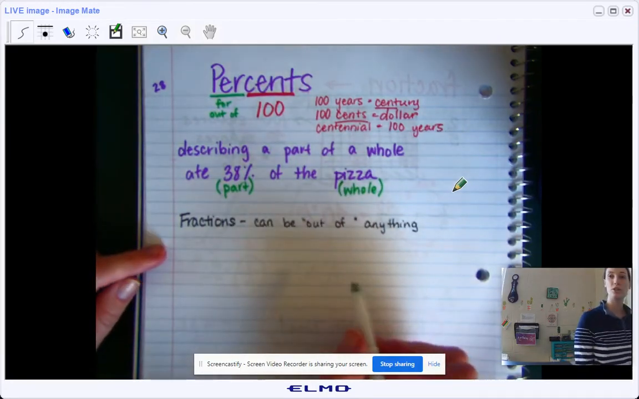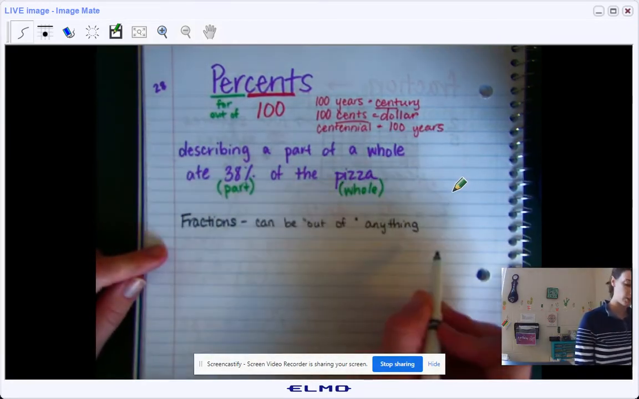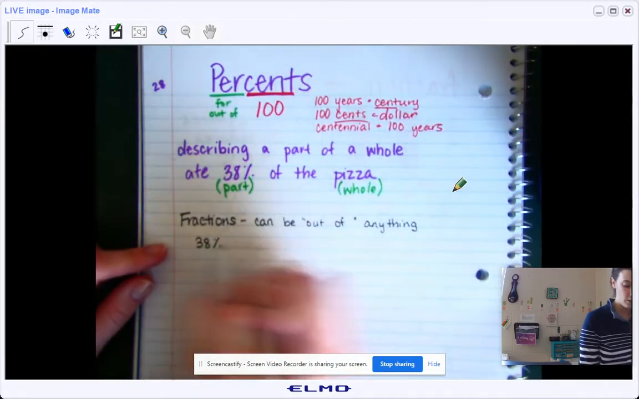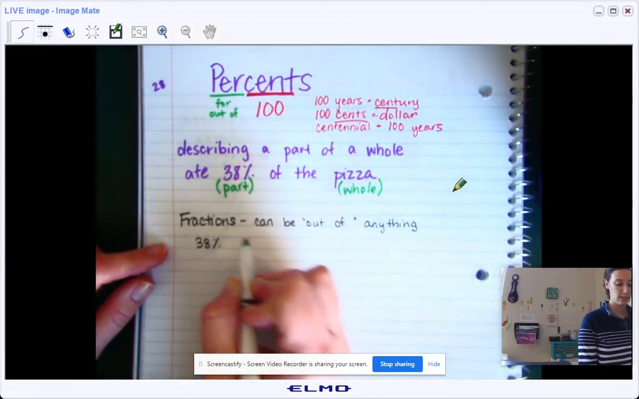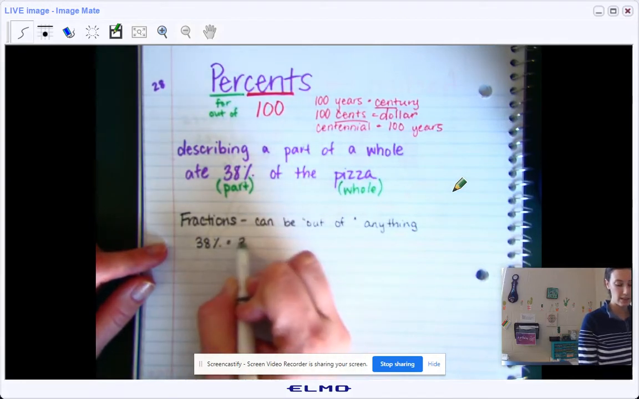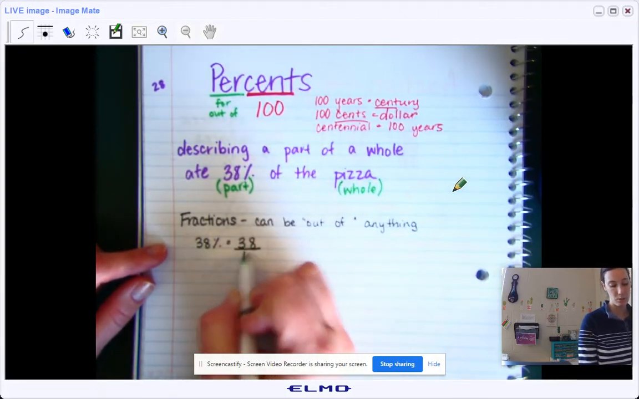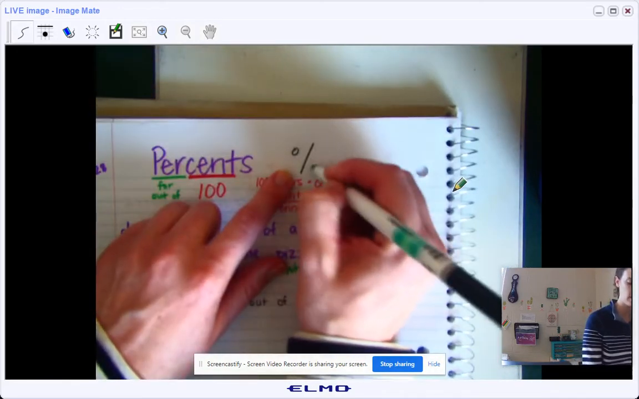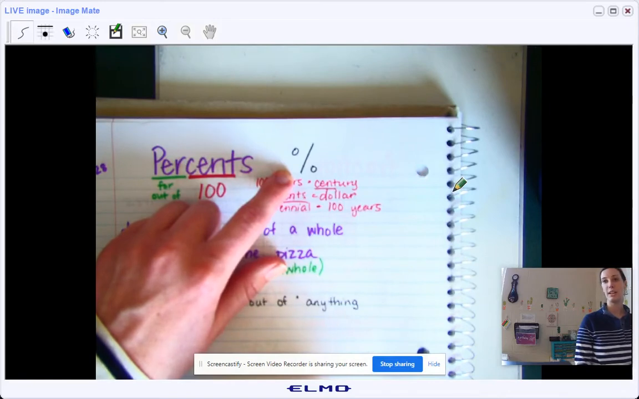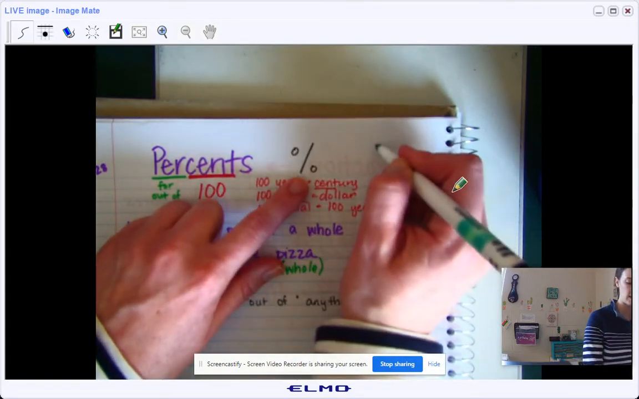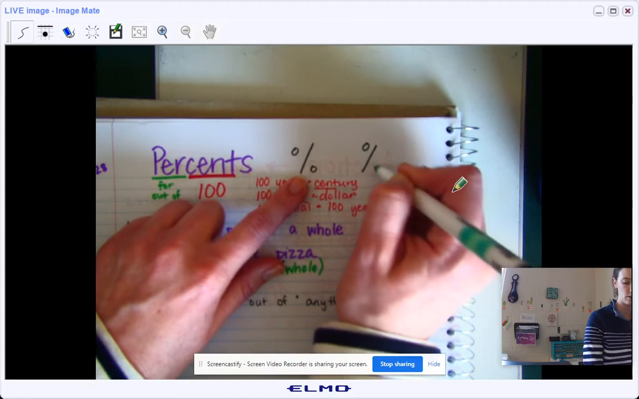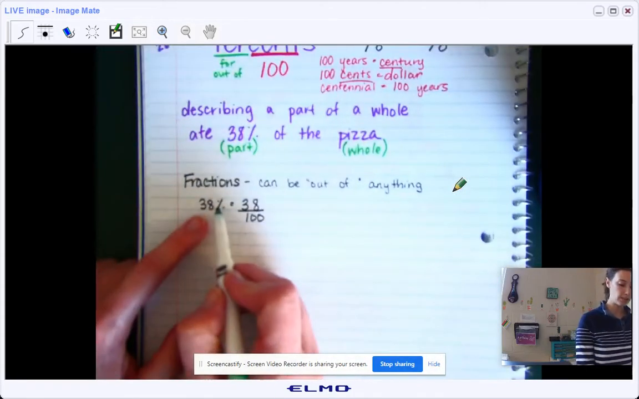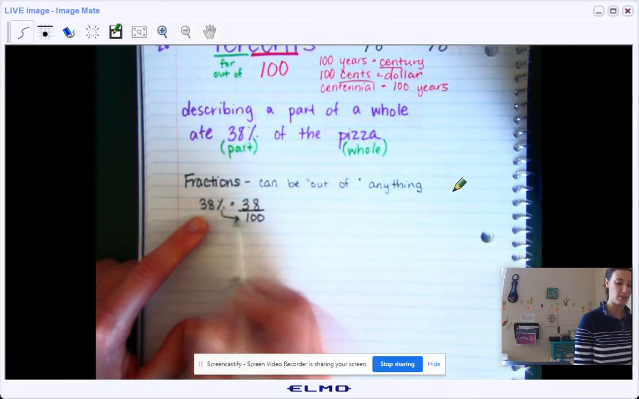So we can turn percents into fractions. So let's take the 38% that I just wrote. 38% is 38 out of 100. That's what percent means. The symbol for percent looks like this. And a way that I've taught kids to remember it in the past is think of it as a 1 with the 2 zeros just on weird sides of it. Percent. There you go. So 38%, this sign means out of 100.